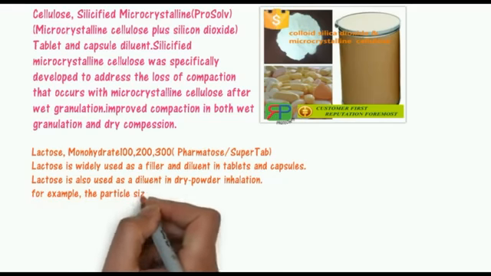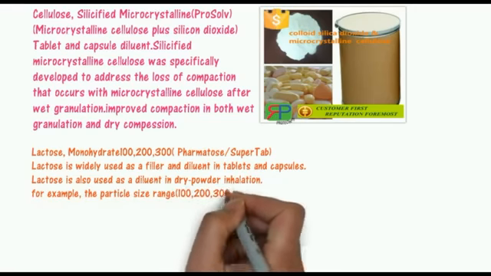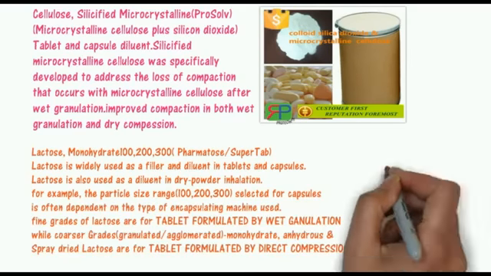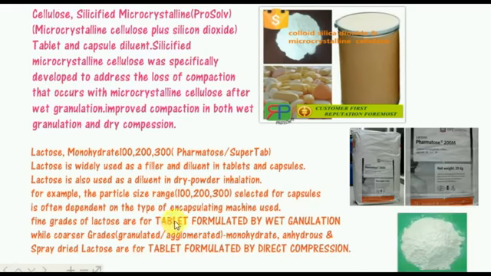For example, the particle size ranges from 100, 200 and 300. So how can we select a range of this lactose for our formulation? This is selected according to the capsule size.